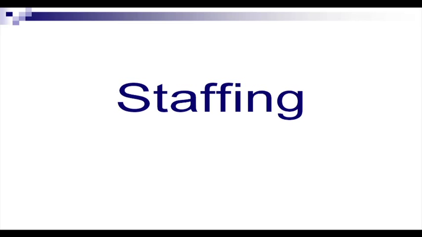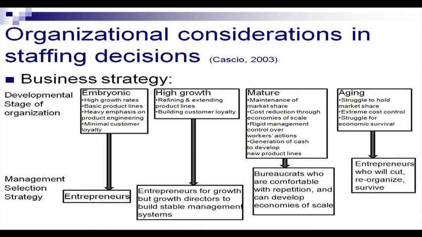Staffing. Recruitment is done. Now comes staffing. Some organizational considerations in staffing decisions, which means you take people in, you've selected people, now you are going to orient them and place them. So this is from the book by Cascio. Business strategy essentially is affected by the developmental stage of the organization, and the management selection strategy is essentially affected by the developmental stage of the organization. So this is all business strategy.